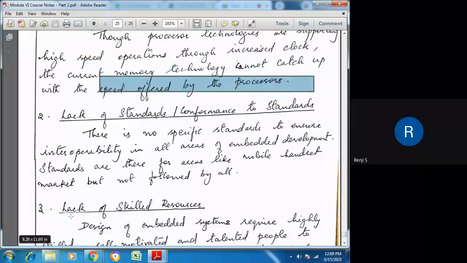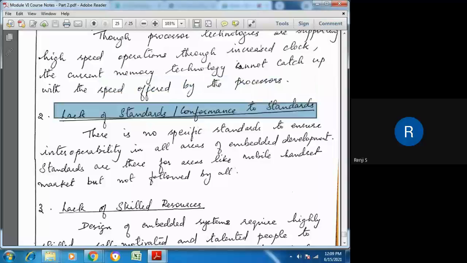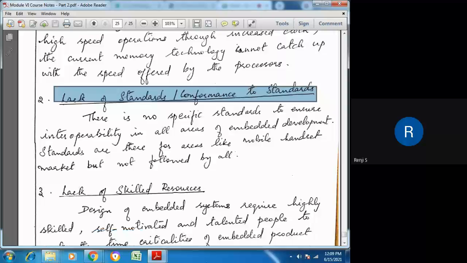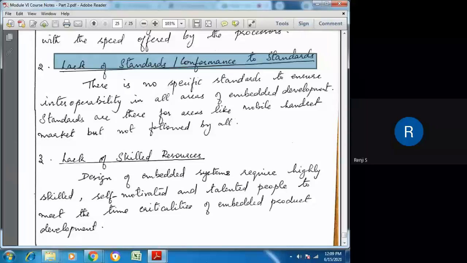Then second is lack of standards and conformance to standards. That is, there are no specific standards to ensure interoperability among the components in embedded development. These standards exist in certain areas like mobile handsets, but not for all areas of embedded development. The specific standards are designed only for some areas.